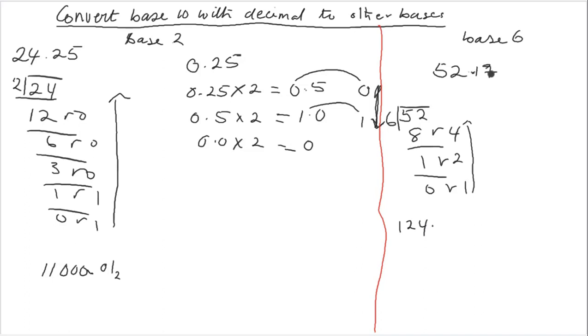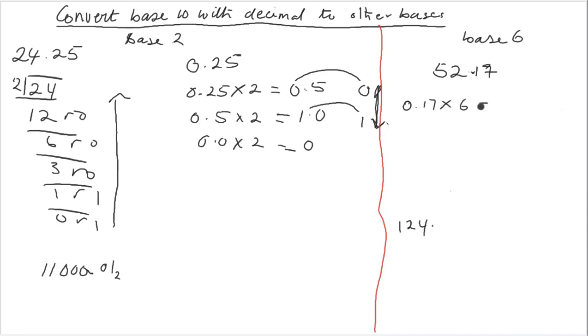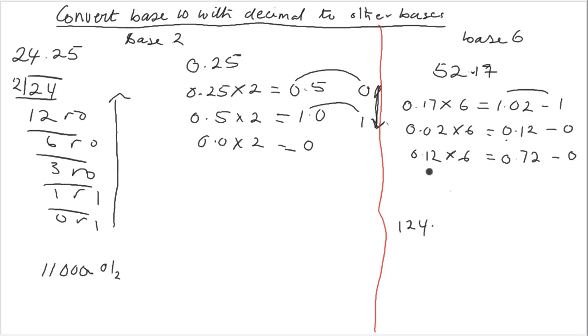Now the decimal part is what? 0.17. We multiply by the base, which is 6. Will be equal to, I think it's 1.02. We will keep the whole number part, which is 1. Then we left with what? 0.02. Also multiply by 6. We will get 0.12. So the whole number part is 0. Then we have 0.12 multiplying 6, and that will give us 0.72. Then the whole number part is 0.